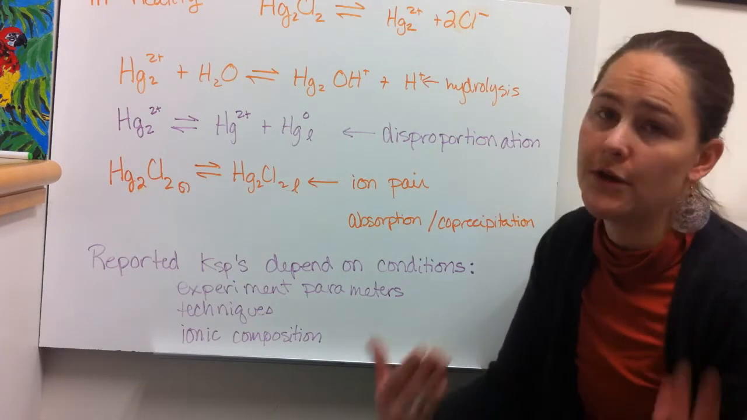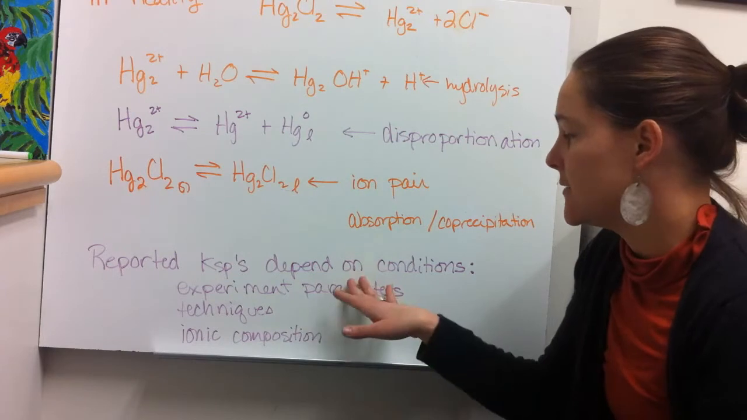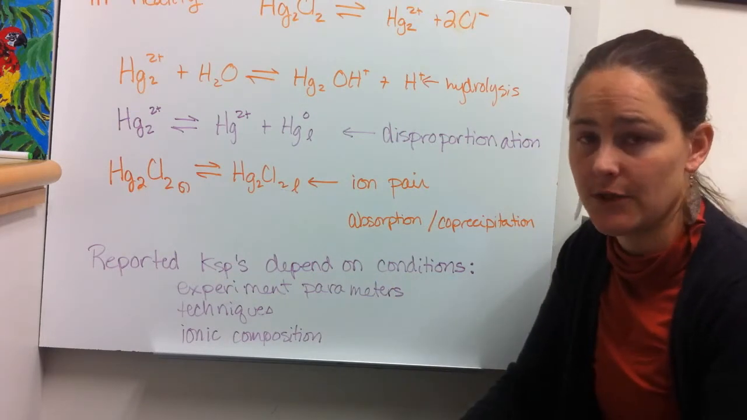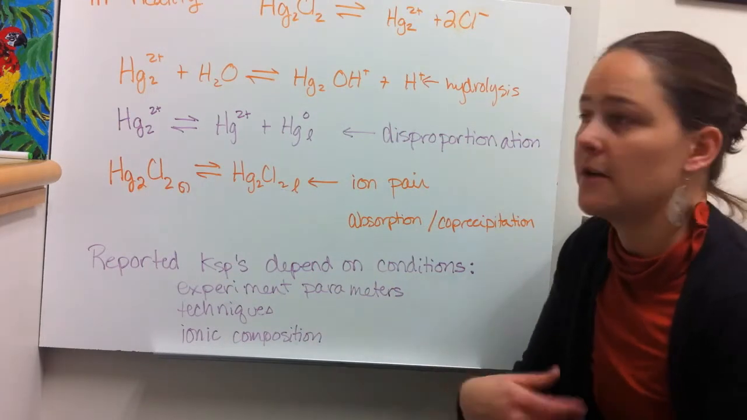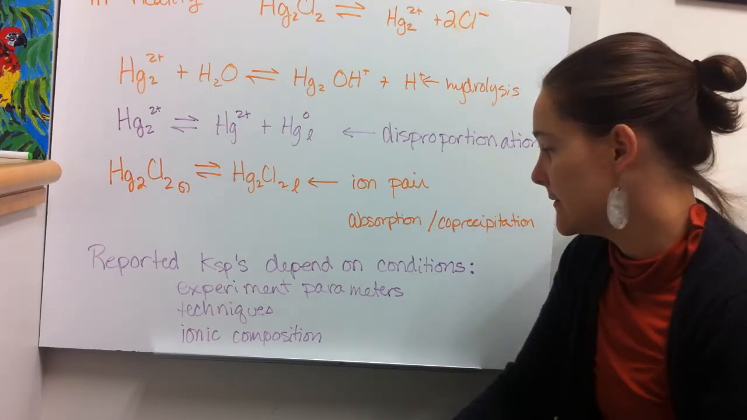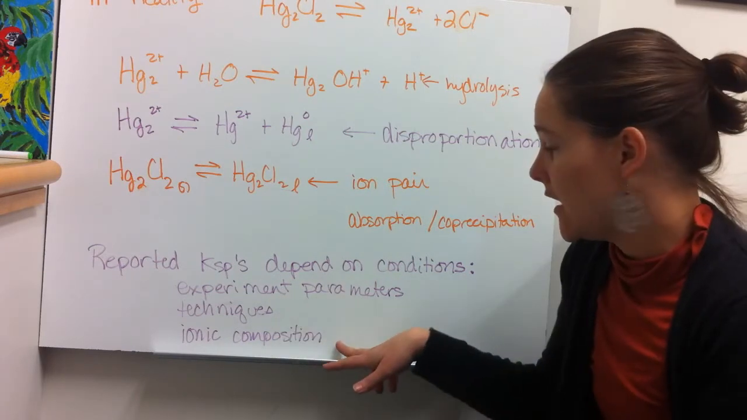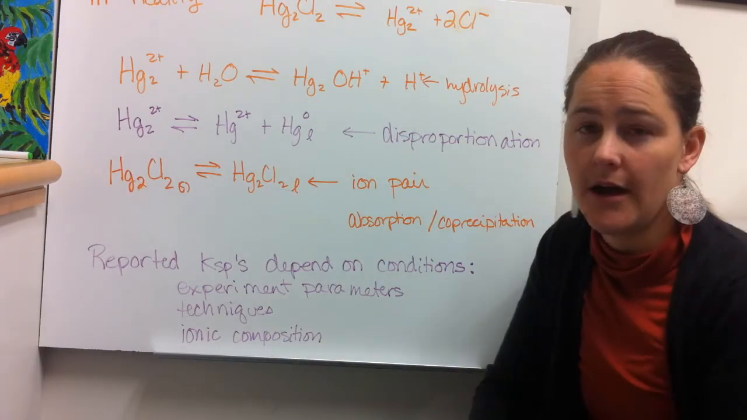And so when you're using KSP values, you really want to be careful, because the KSPs that are reported depend on the conditions under which they were measured. So what are the experimental parameters, what are the physical conditions, the temperature, the pH, of course, what technique was used, and what kind of ionic composition.